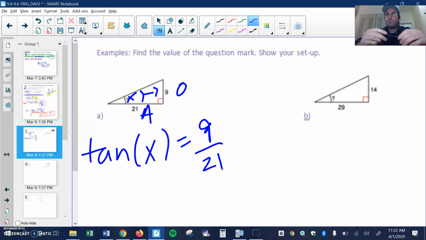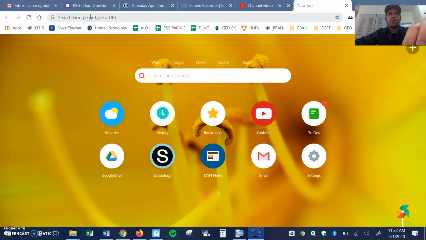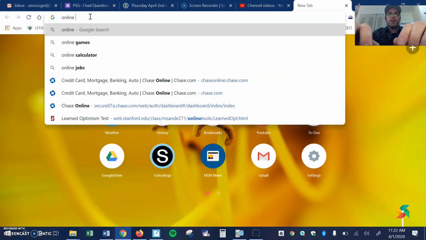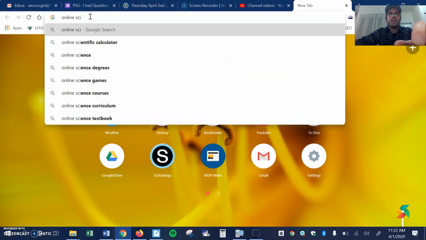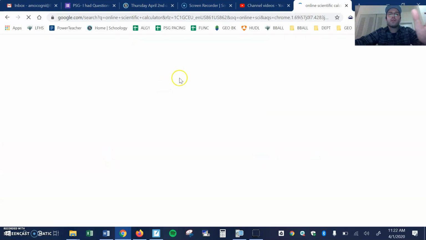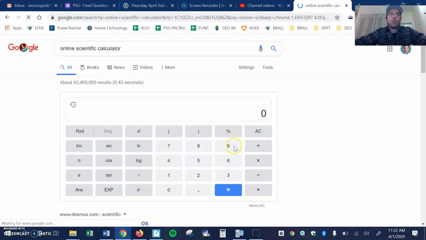Now, let's play hypotheticals here. Let's say I hypothetically do not have a graphing calculator or one of these at home. All right, Google search it, scientific calculator online. I guarantee you'll find one. Let me pause and see if I can pull one up. All right, so I'm going to search online scientific calculator. Okay, and the one that comes up from Google usually works pretty well.